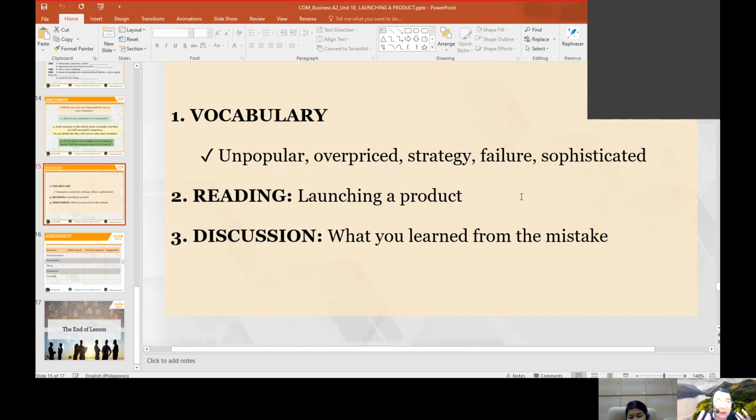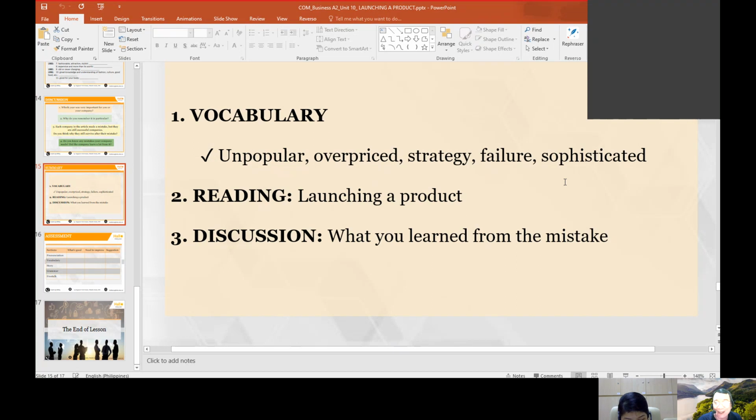Now, if that particular company experiences a failure, what do you think would be the other things to do? Of course, they need to study their strategy again. They need to know what the problem or the mistakes were, and that is what we call strategy again. And they should maybe improve a little bit. They should become more sophisticated this time.